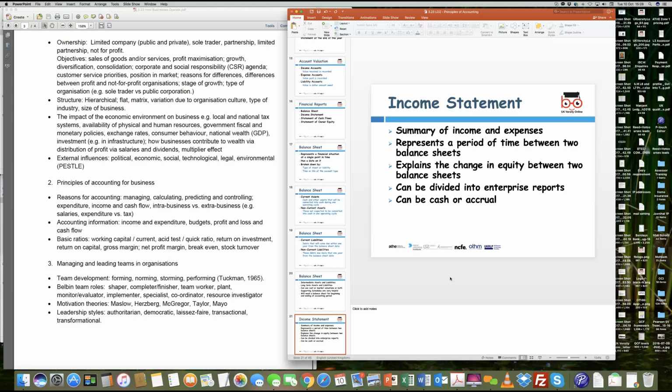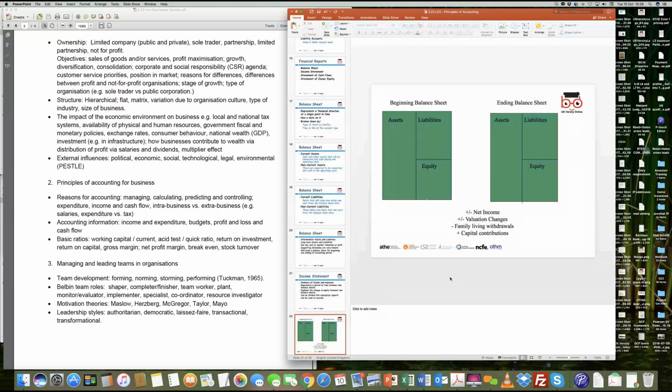Okay. So for a business, that is called the income statement, and that income statement represents the activity of the business in terms of expenses and income over a period of time. Is that okay? Definitely. Now, this is how a balance sheet typically looks.